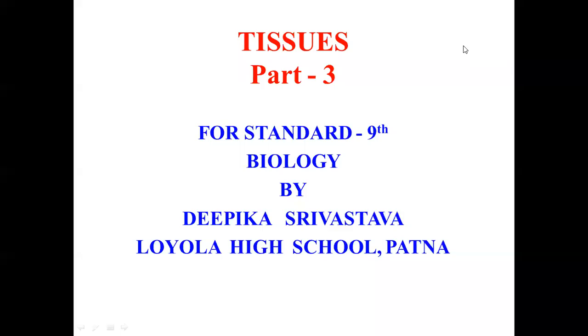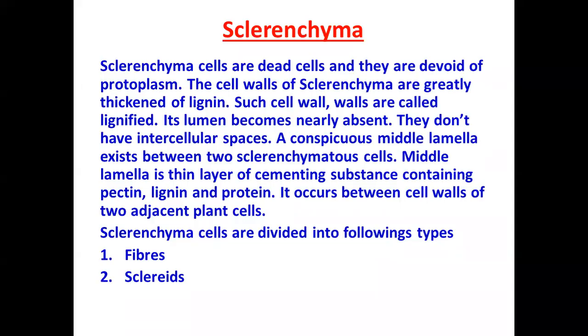Good morning, dear students. Today we are going to start with the next part of the same chapter we were discussing in the last class, that is tissues. In the last class we already completed collenchyma and parenchyma, and in permanent tissue we have to start with the next one, that is sclerenchyma. So let's see what is sclerenchyma.